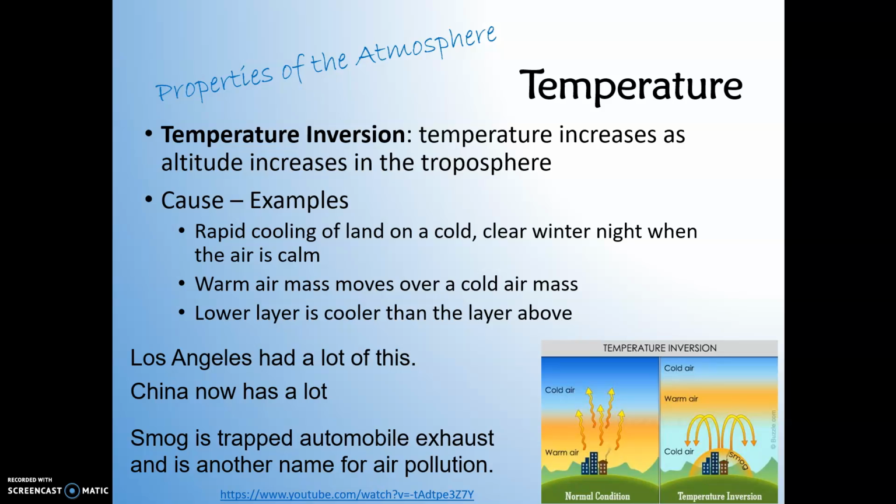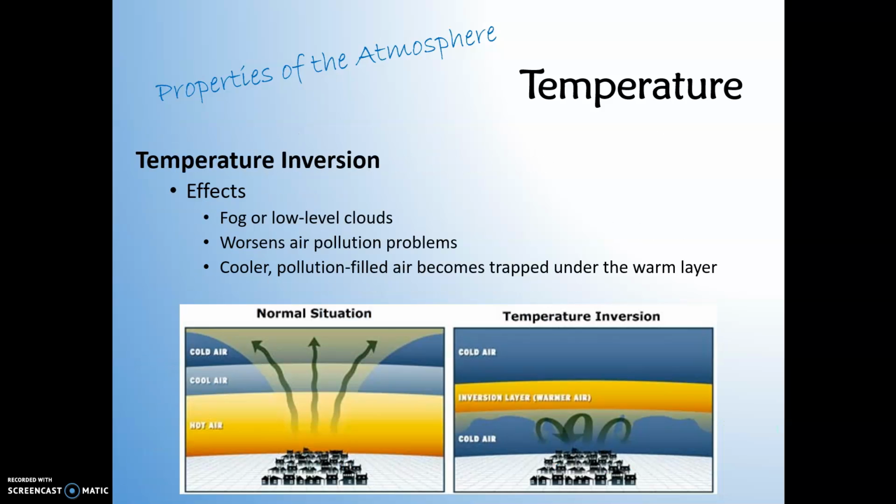So things like exhaust and air pollution and any of those other kinds of pollution that would be in the air are not able to escape, and even sometimes forest fires can cause smoke that will be stuck in this temperature inversion. Another thing that can happen is we can have fog or low-level clouds form there because it's cool enough for condensation to happen. It can cause air pollution problems, and ultimately that can be fixed when there is a return to normal in terms of that atmospheric layering.